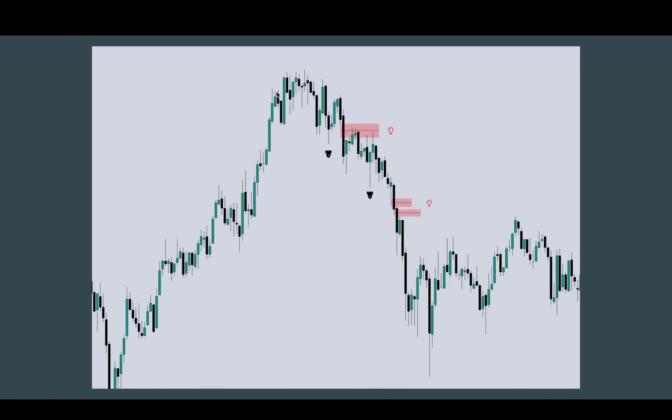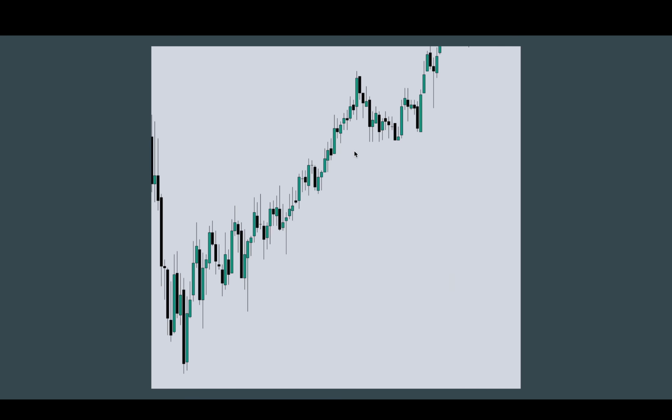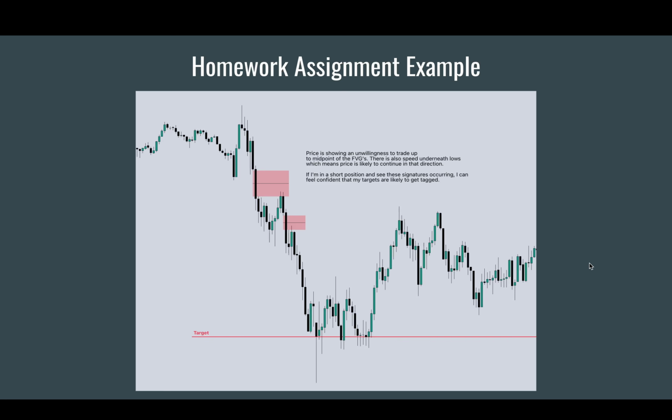Find examples where it's moving one directionally, it's clean, it's obvious. Something like this, clean, obvious. Find little screenshots just like I'm doing here in low resistance conditions. Annotate your chart with text explaining what order flow signatures you see in the chart and how you can use that information.